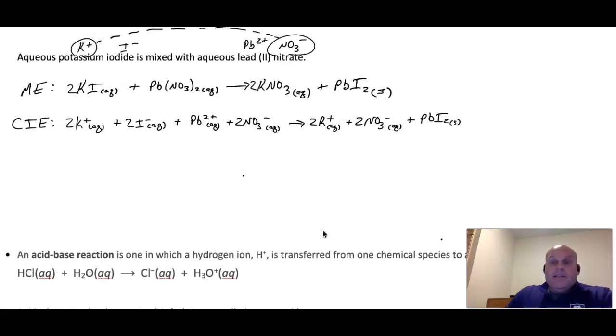Just a reminder, the solid stays together. It has precipitated out and has formed that solid, so it is no longer as ions. Everything that's labeled as aqueous is broken up into its ions. Once I've done that, you'll recall I want to cancel out or cross out my spectator ions. Those are the ions that appear on both sides of my arrow. So in this case, that would be the potassium and the nitrate ions. Once I have canceled out my spectator ions, what I'm left with is my net ionic equation.